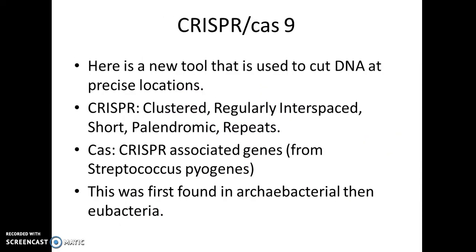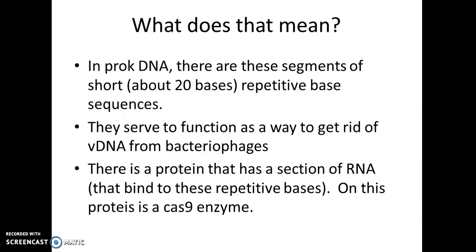There is another tool out there which is brand new called CRISPR, and it's used with the enzyme Cas9. CRISPR stands for clustered regularly interspersed short palindromic repeats. And Cas is a CRISPR associated gene, basically from Streptococcus pyogenes, and that's what actually cuts the DNA. This was first found in archaebacteria, then eubacteria, and what it does inside the bacteria is get rid of the viral DNA from bacteriophages that have inserted into the bacterial DNA.